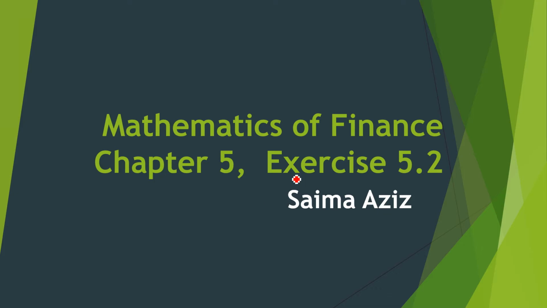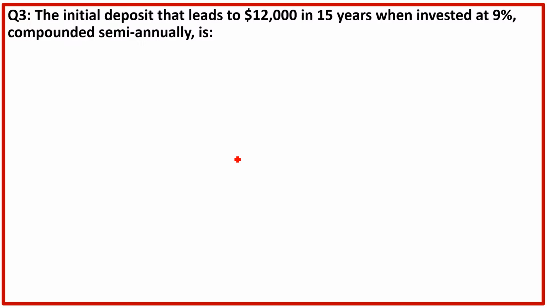In this lesson, we will discuss Mathematics of Finance, chapter number 5, exercise 5.2 and question number 3. The initial deposit that leads to $12,000 in 15 years when invested at 9% compounded semi-annually. So see, as I have told you, you have to see what is the requirement, compounded semi-annually.